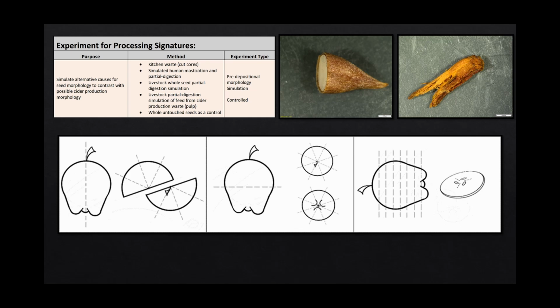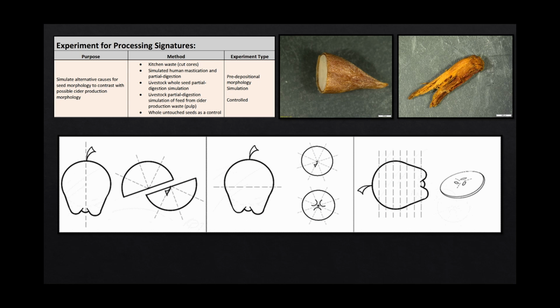The second series of experiments focused on simulating alternative causes for the change in seed morphology to contrast with possible cider production morphology. The five methods used included simulation of kitchen waste via three different cutting methods, the simulation of human mastication and partial digestion, the simulation of unchewed livestock consumption of whole seeds and partial digestion, livestock partial digestion simulation of feed from the cider production byproduct, mash, and whole untouched seeds as a control.